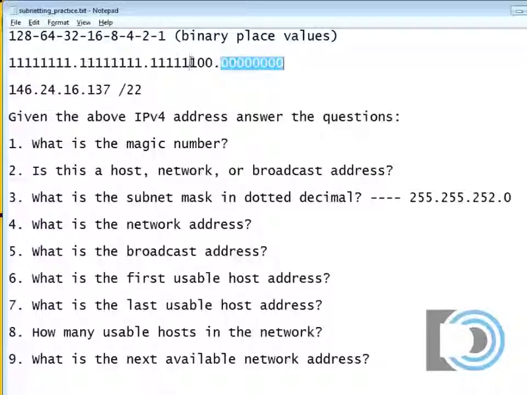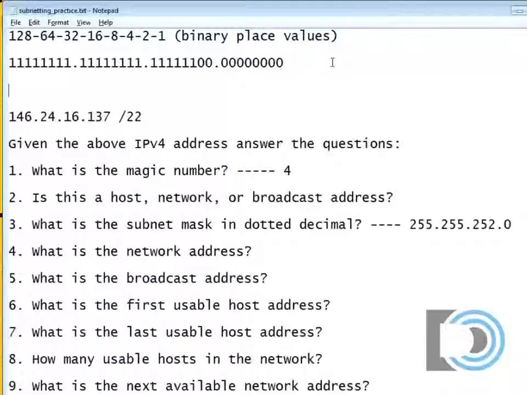Now, the magic number is the place value of the last one. And the last one is in the 4's place, right? 128, 64, 32, 16, 8, 4. So the last one is in the 4's place. So the magic number is a 4, okay? So that means the networks go up by 4. So it's really easy now.